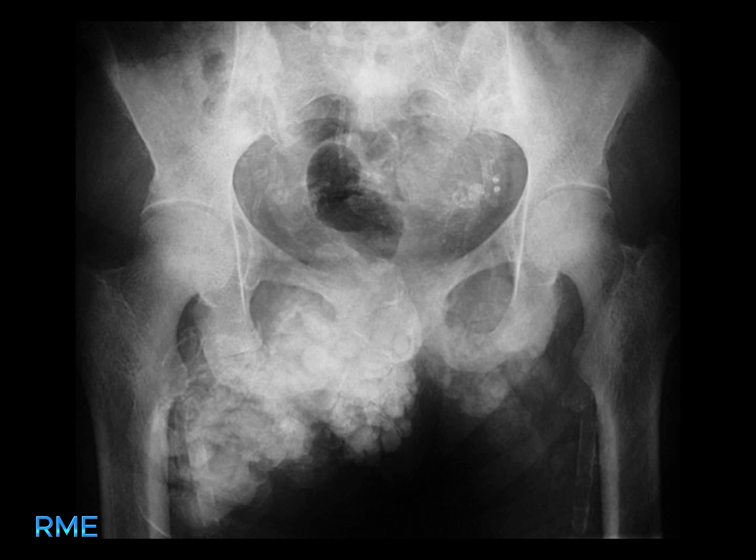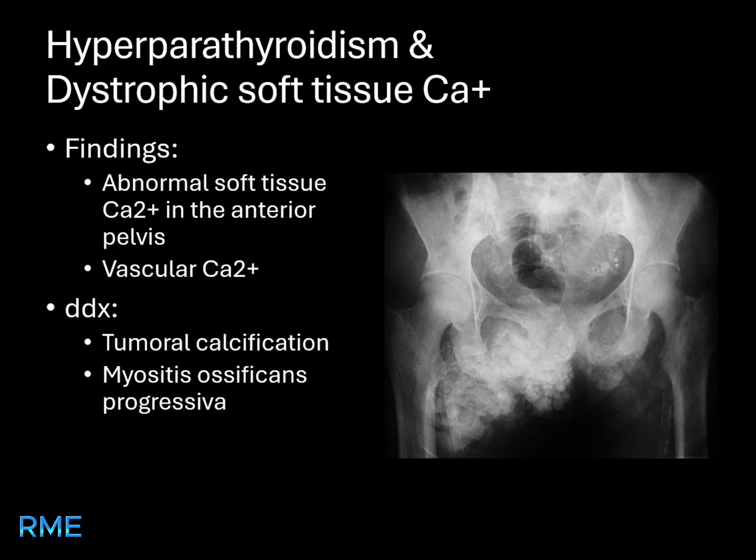This image shows abnormal soft tissue calcifications in the anterior pelvis and vascular calcifications. These findings suggest hyperparathyroidism with dystrophic soft tissue calcifications. Differential diagnoses include tumoral calcinosis and myositis ossificans progressiva.